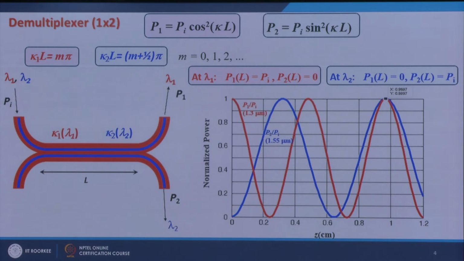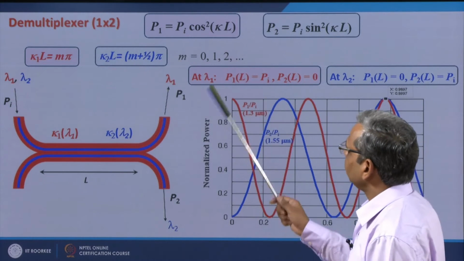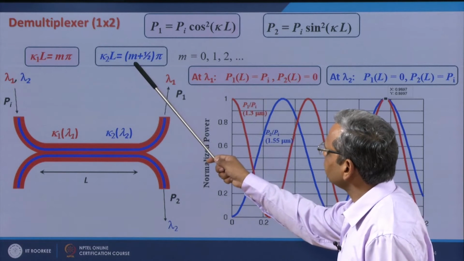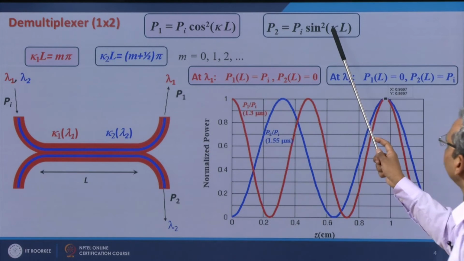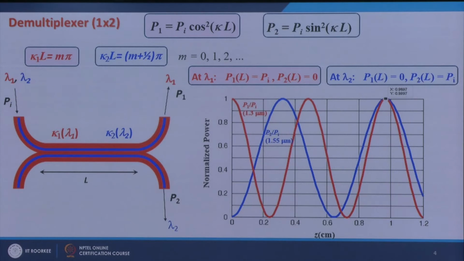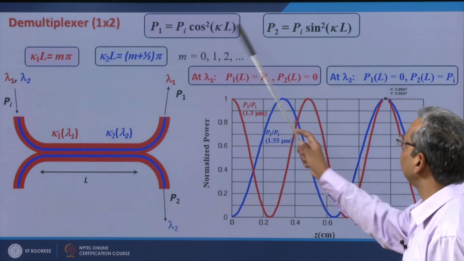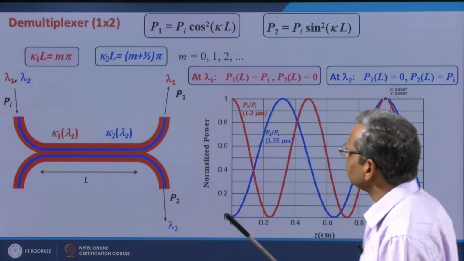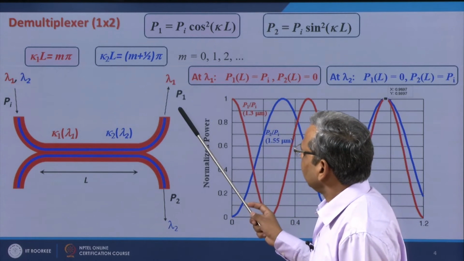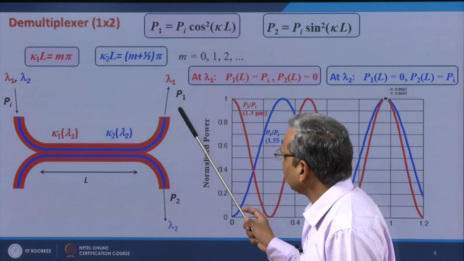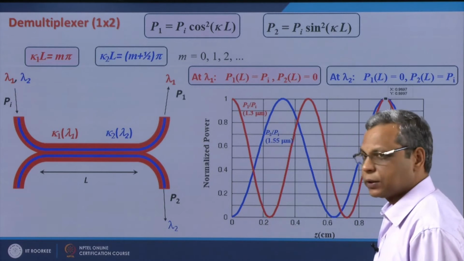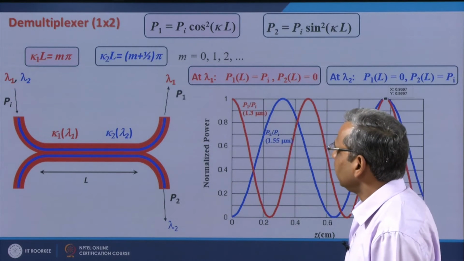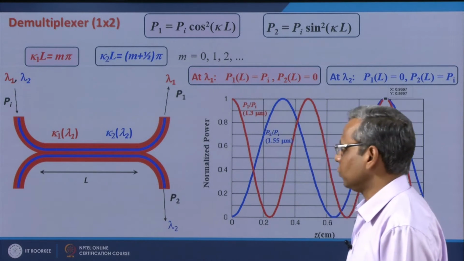At lambda 2, since kappa 2 L is equal to m plus half pi, this will give you P2 is equal to Pi and P1 is equal to 0 at length Z is equal to L, which means that lambda 1 will come out from this core and lambda 2 will come out of this core.